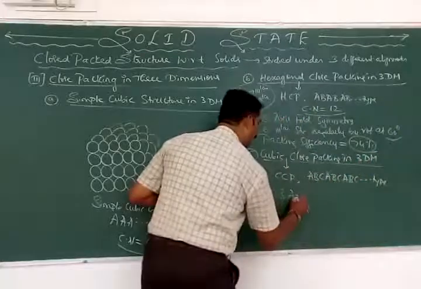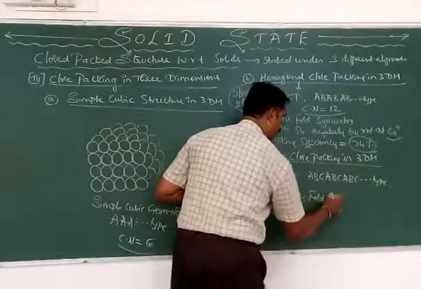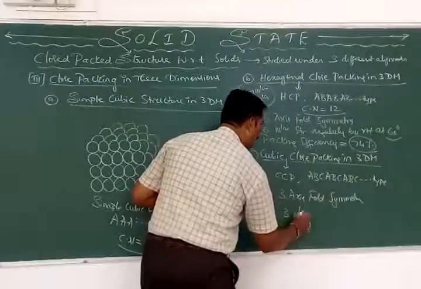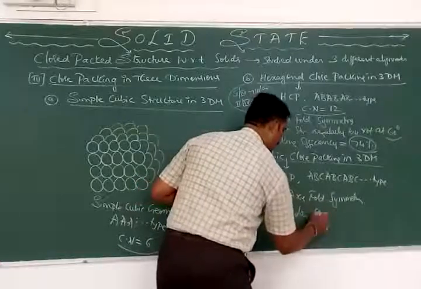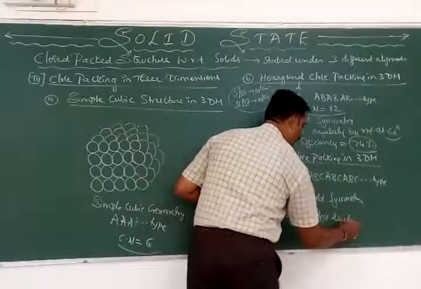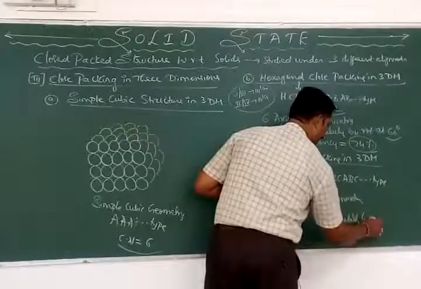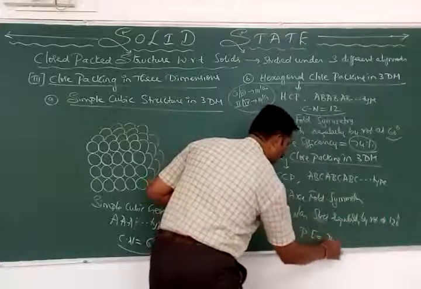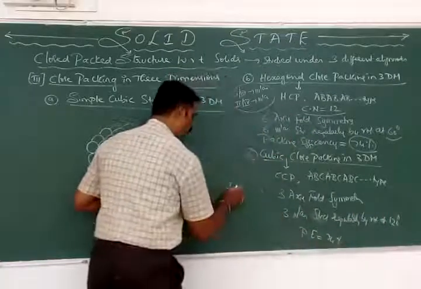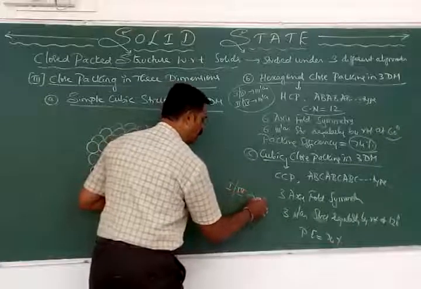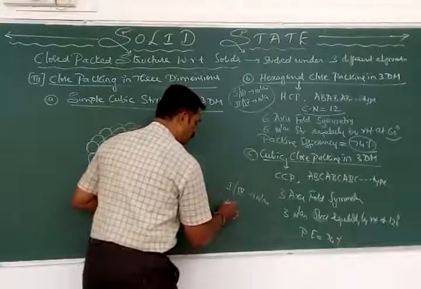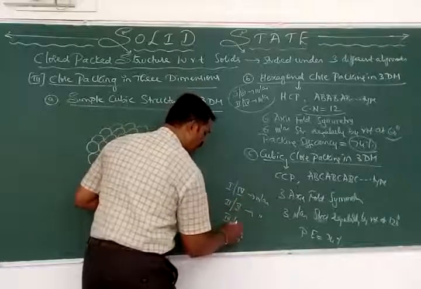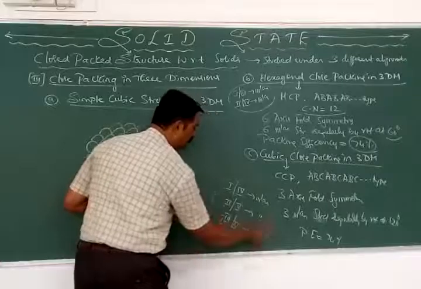And here it is a 3-fold axis of symmetry. We are having 3 similar structures regularly by rotating at around 120 degrees, and the packing efficiency is the same, 74%. Here the first and fourth layers are similar, the second and fifth layers are similar, and the third and sixth layers are similar.